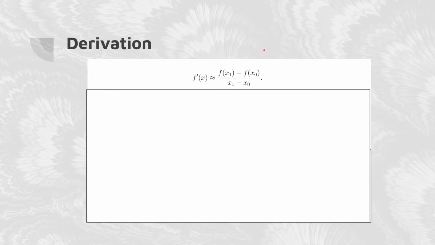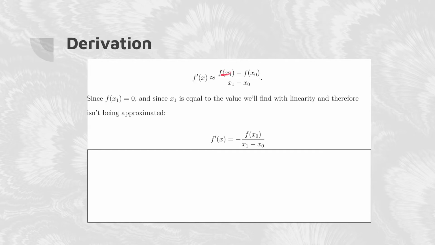we know that because we're trying to find a root, f of x sub 1 is just 0, and so we're trying to find x sub 1. We can get rid of the approximation markings because we're just looking for the value we will find with linearity, not for the actual root, because we'll repeat it over and over again until they're basically one and the same.